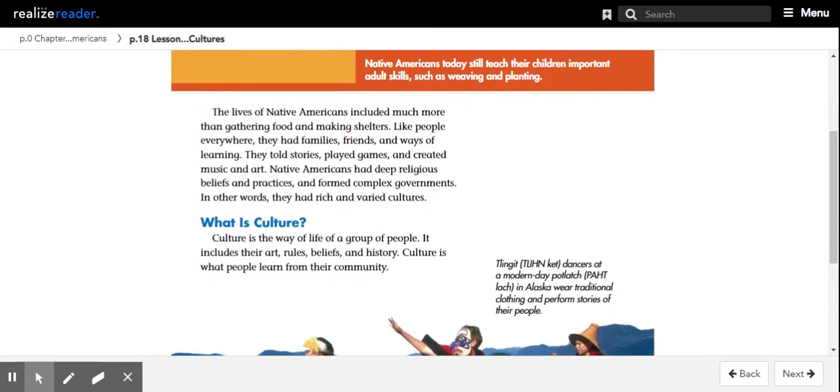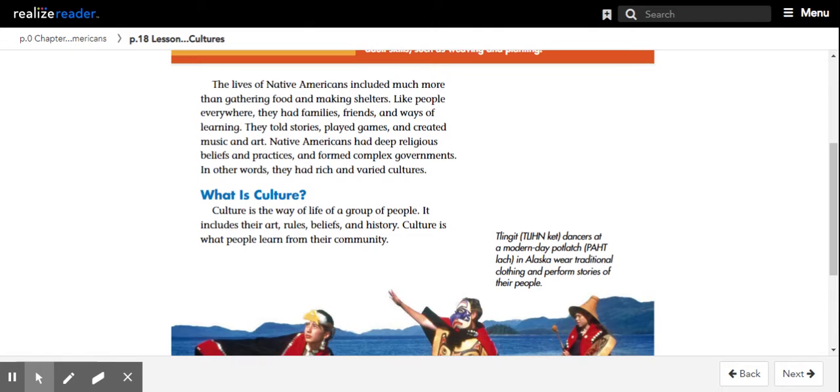The lives of Native Americans included much more than gathering food and making shelters. Like people everywhere, they had families, friends, and ways of learning. They told stories, played games, and created music and art. Native Americans had deep religious beliefs and practices and formed complex governments. In other words, they had rich and varied cultures.